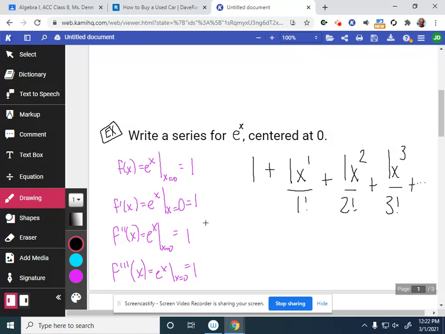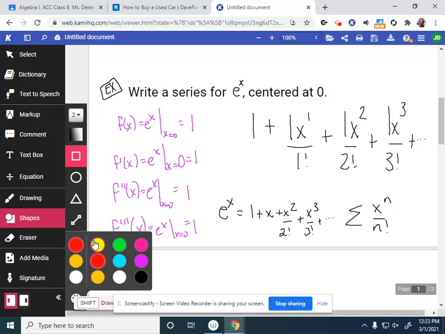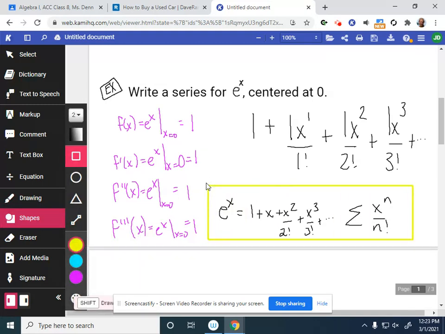This is the series for e to the x. Let's clean it up a little bit. So e to the x equals 1 plus x plus x squared over 2 factorial plus x to the third over 3 factorial, and so on, the general term being x to the n over n factorial. That's e to the x. Boom. You now have a series for e to the x.